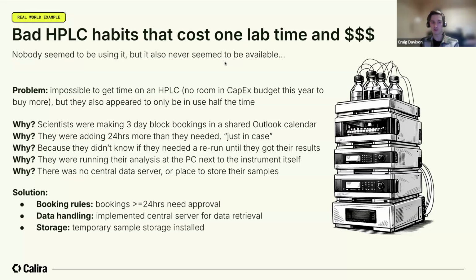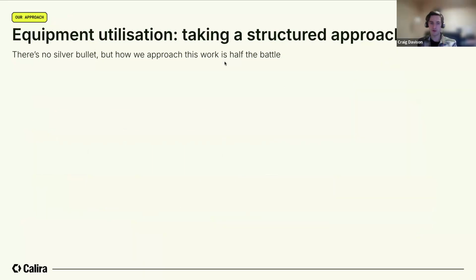This is clearly a cultural and procedural problem, not a lack of HPLCs. So from the scientist's point of view, the HPLCs were always unavailable and were a bottleneck. And this actually only made their bad habits and the overbooking worse. The solution here wasn't to buy more equipment. It was fixing the workflows around booking behavior, data access, and sample handling. This example is important because it shows something that we'll come back to again and again today. Utilization problems are usually system problems, not asset problems.